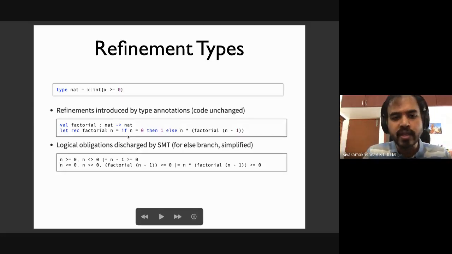How does it go about doing that? It goes through the body. Okay, there is a condition here: if n equals 0. There are two cases, and in both of the cases, I have to prove that it is a natural number.